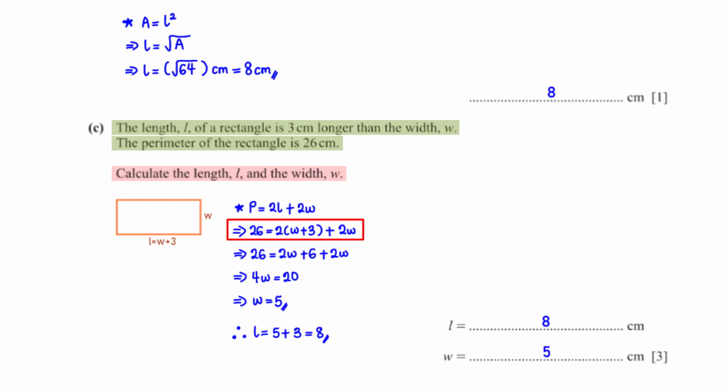When we expand the brackets, 2 times W is 2W, 2 times 3 is 6. When we group like terms, we get 4W equals 20. And when we divide both sides by 4, we get W equals 5. If W is 5, then L is 5 plus 3, which is 8.